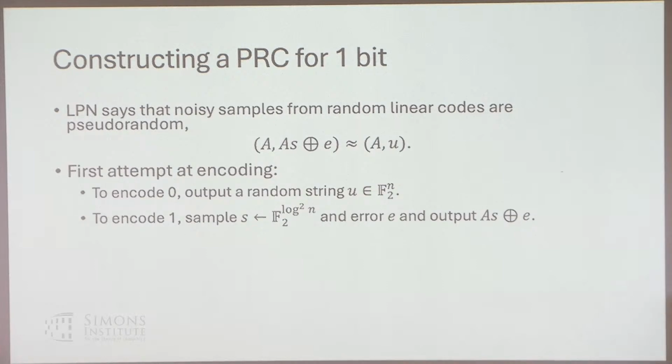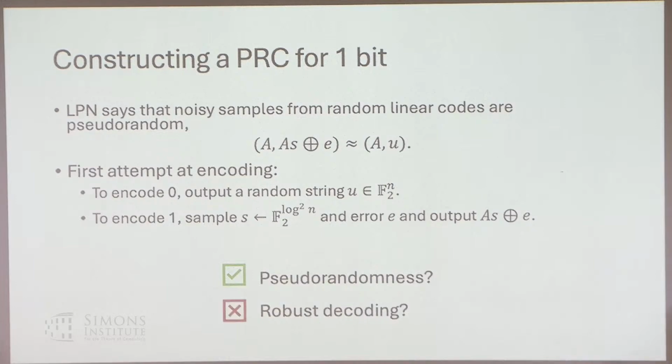Okay, so if we want to encode just one bit with this, you could think of encoding 0 by outputting a random string and encoding 1 by outputting a noisy random code word. And so LPN says that this is pseudorandom, which is nice. But unfortunately, LPN also says that even if you know this matrix A, you cannot distinguish between encodings of 0 and encodings of 1, because doing so would break this indistinguishability. So this is a good starting point for pseudorandomness, but in order to actually decode efficiently, we're going to have to do something new.